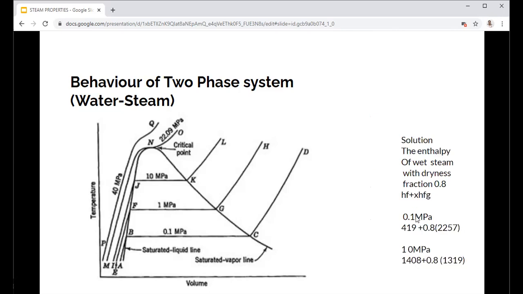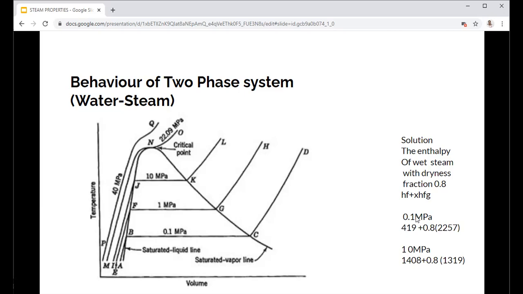Okay. So for example, if you refer to the steam table at 0.1 megapascal, the value of Hf would be 419 plus x into Hfg, which is 2257. Okay, this way we find the enthalpy of wet steam. Similarly, at 10 megapascals, you can look from the steam tables that the value of Hf is 1408, the dryness fraction is given as 0.8, and the Hfg value is 1319. Okay, so this way we need to find the enthalpy of wet steam.